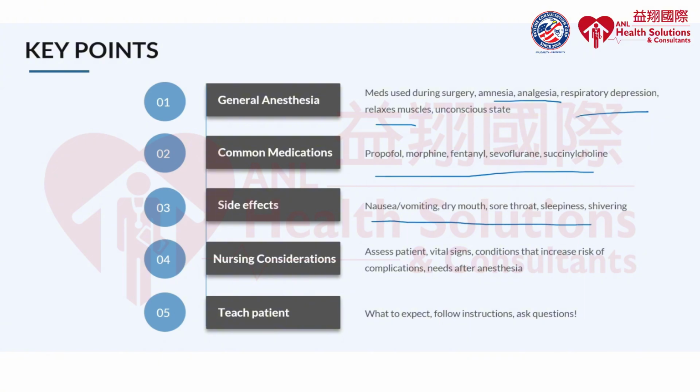As perioperative nurses, we will assess the patient's overall health, vital signs, conditions that increase their risk of complications, and their needs after anesthesia. Finally, we will teach our patients what to expect with general anesthesia, the importance of following instructions, and encouraging them to ask questions.